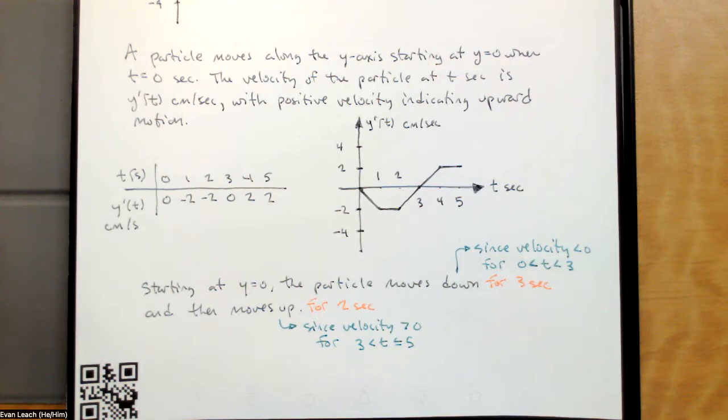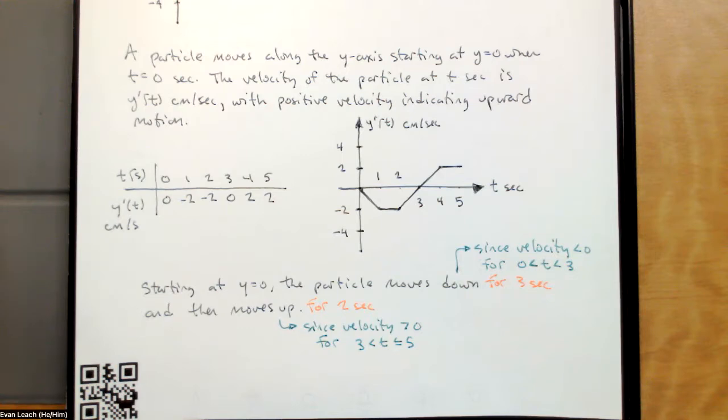But we can include more detail than this because we know more than this. So we can also include position information. The particle moves down and then moves up, but we can figure out how far the particle moves. So notice that we can calculate the area. The velocity is negative. We know that the position is decreasing because the velocity is negative, and the area will tell us by how much the position decreases.